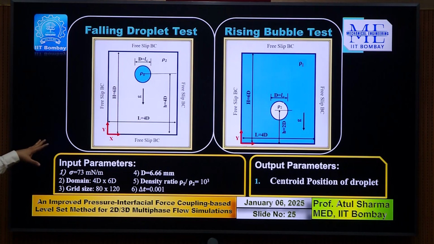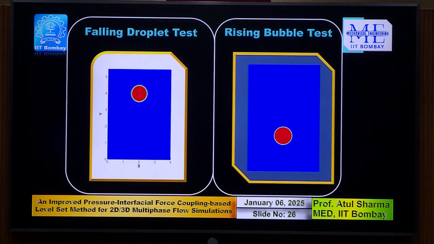So this is a water droplet falling in air. The second case is an air bubble rising in water. And these are the input parameters, and basically we plotted the centroid position of the droplet during fall or rise.